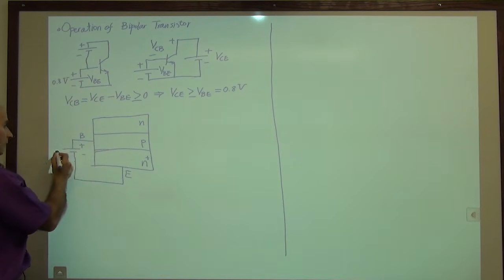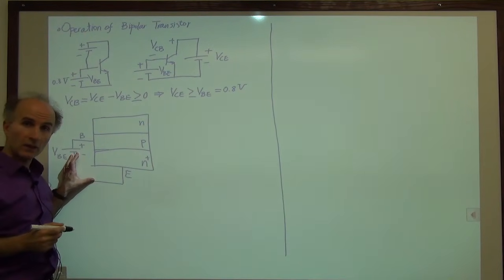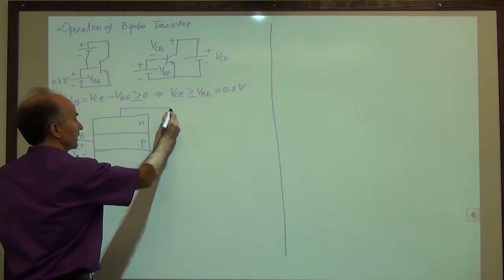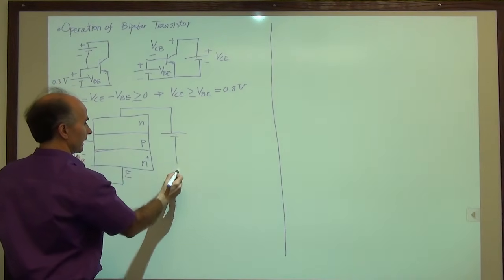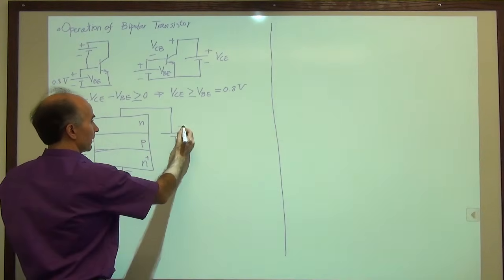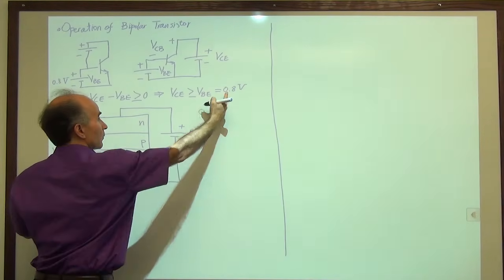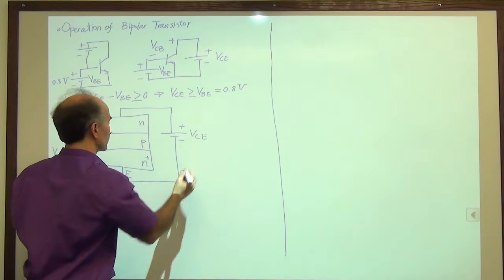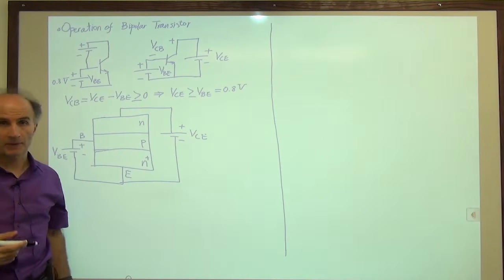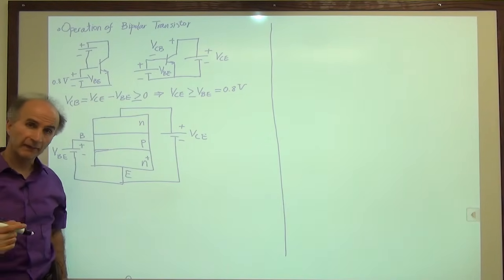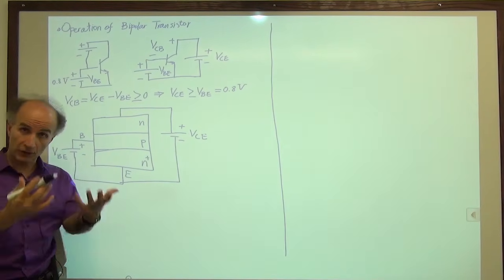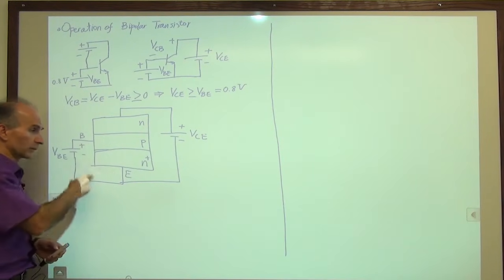So that's what we call VBE, and is positive enough to create a forward bias. And then I have another battery connected between here and here. And this battery is also positive, more than 0.8 volts, and we call that VCE. Okay, so here's what's going on. Well, remember that the base emitter junction is forward biased. So this is forward biased. That means there's current in it, right? We have current in this loop.